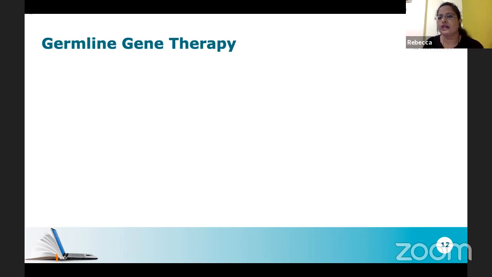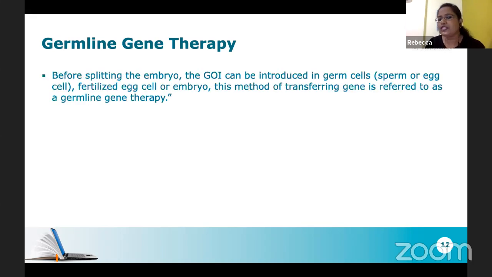The entire process will become a mess, and it will be reflected in the next generation, since it is a germline gene therapy. Before splitting the embryo, the GOI, that is the gene of interest, can be introduced into the germ cells. So what happens? Fertilized egg, embryo. This method of transferring the gene is called germline gene therapy.